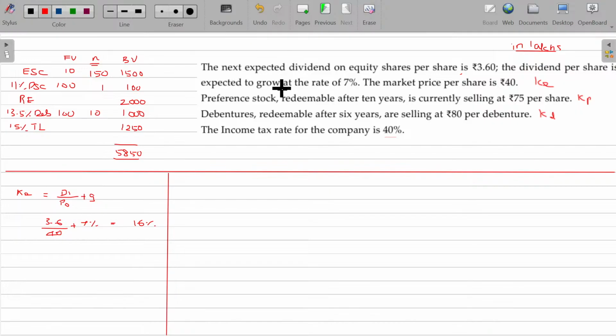Now we'll calculate what next? KP. Redeemable after 10 years is currently selling at 75. So in case of redeemable, what is the formula here? Preference dividend plus redeemable value minus net profits today divided by number of years for redemption purpose, overall divided by redeemable value plus net profits by 2.